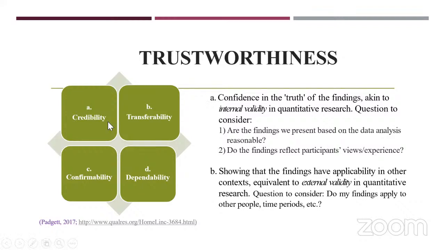Then, what is transferability? Here we can see that it means showing that the findings have applicability in other contexts, equivalent to external validity in quantitative research. Question to consider: do my findings apply to other people, time periods, etc.? Though the chance of this transferability is very low, since in qualitative analysis we specifically consider the person in that particular context. So we need to think very minutely about this notion of external validity.